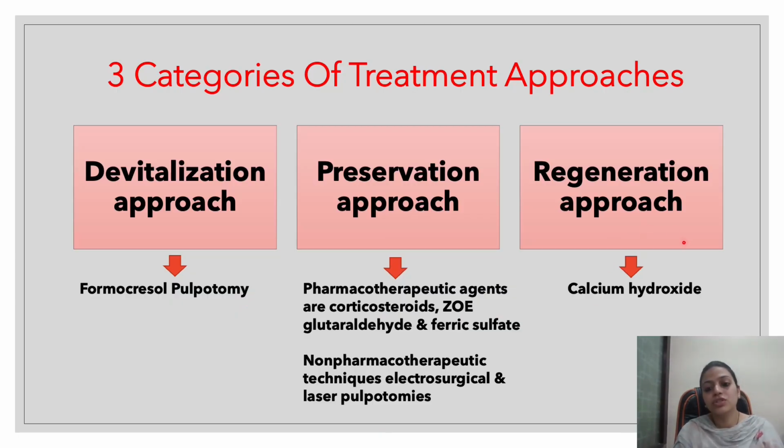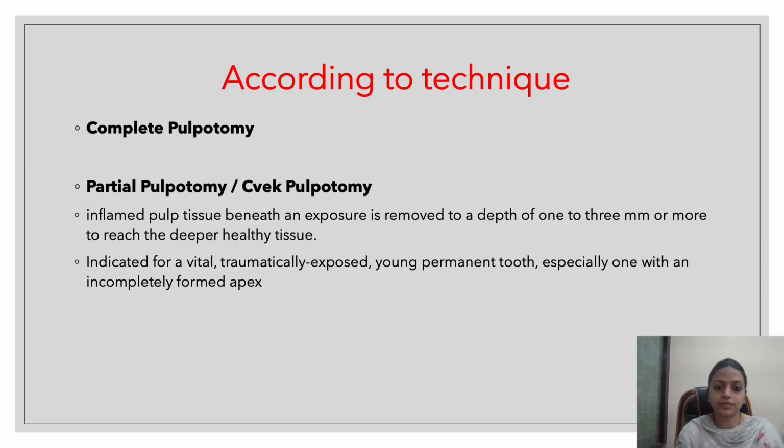And for regeneration, we use calcium hydroxide. According to technique, it can be categorized into complete pulpotomy or partial pulpotomy. Partial pulpotomy is also called the Cvek pulpotomy. Complete is the complete removal of the pulp from the coronal portion, that is, from the pulp chamber. And partial pulpotomy is where the inflamed pulp tissue beneath an exposure is removed to a depth of 1 to 3 mm or more to reach deeper healthy tissues.